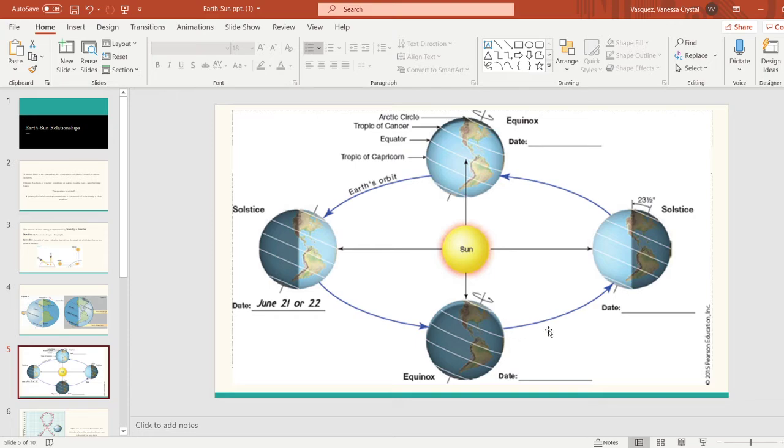And again, the months pass by and the sun is directly overhead at the Tropic of Capricorn on the winter solstice, and the dates for the winter solstice are December 21st, 22nd.